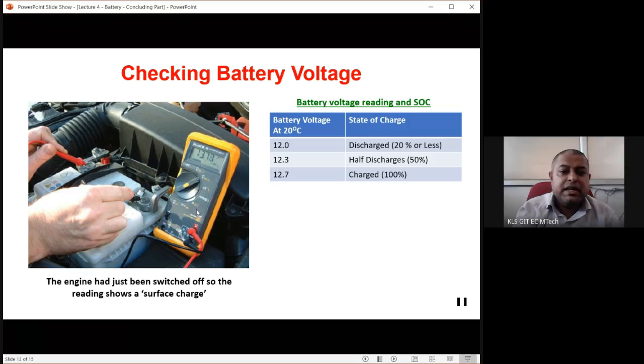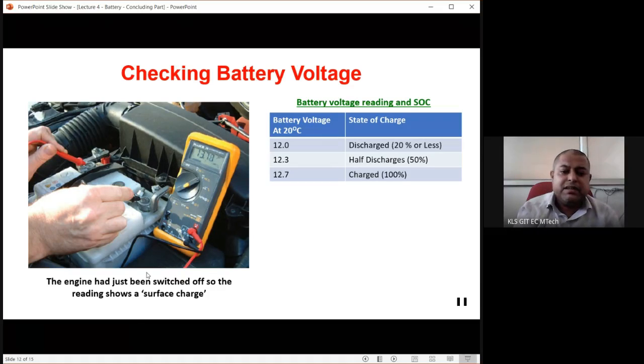This is called a DMM, or digital multimeter. Inside there is a voltmeter, and these are the two posts, positive and negative. We connect them and find the charge to be 13.7, which should be greater than 12 volts. The engine had just been switched off, so the reading shows surface charge. If you allow the battery to cool down after stopping the car, maybe half an hour or so, it will show you 12 volts, for the latest batteries.